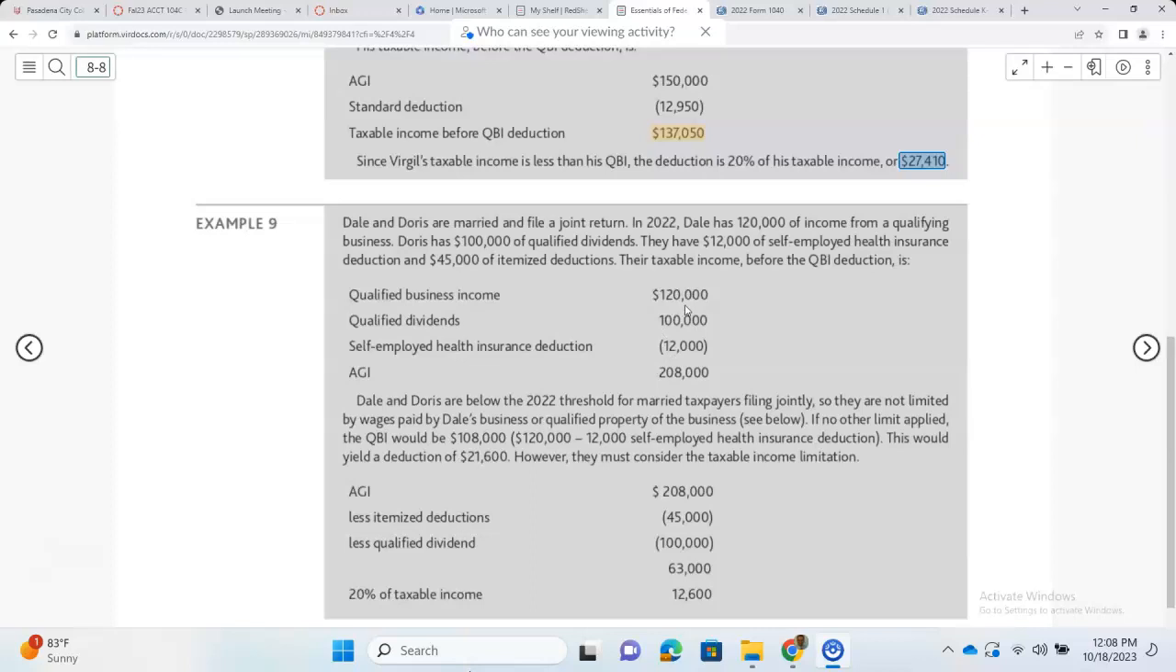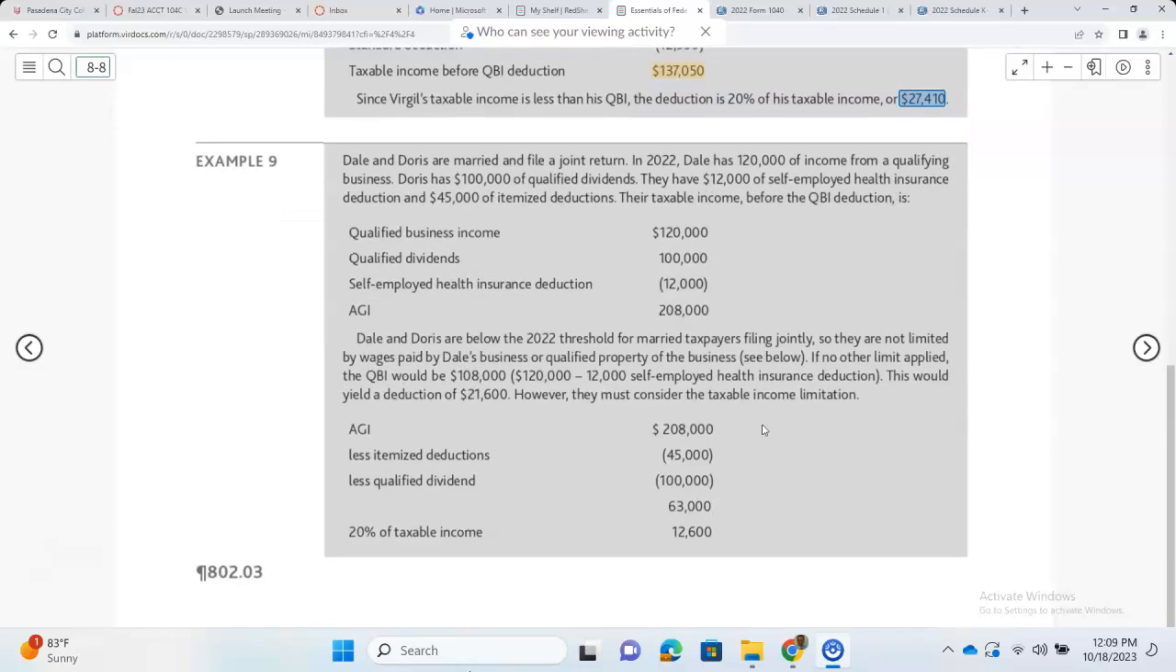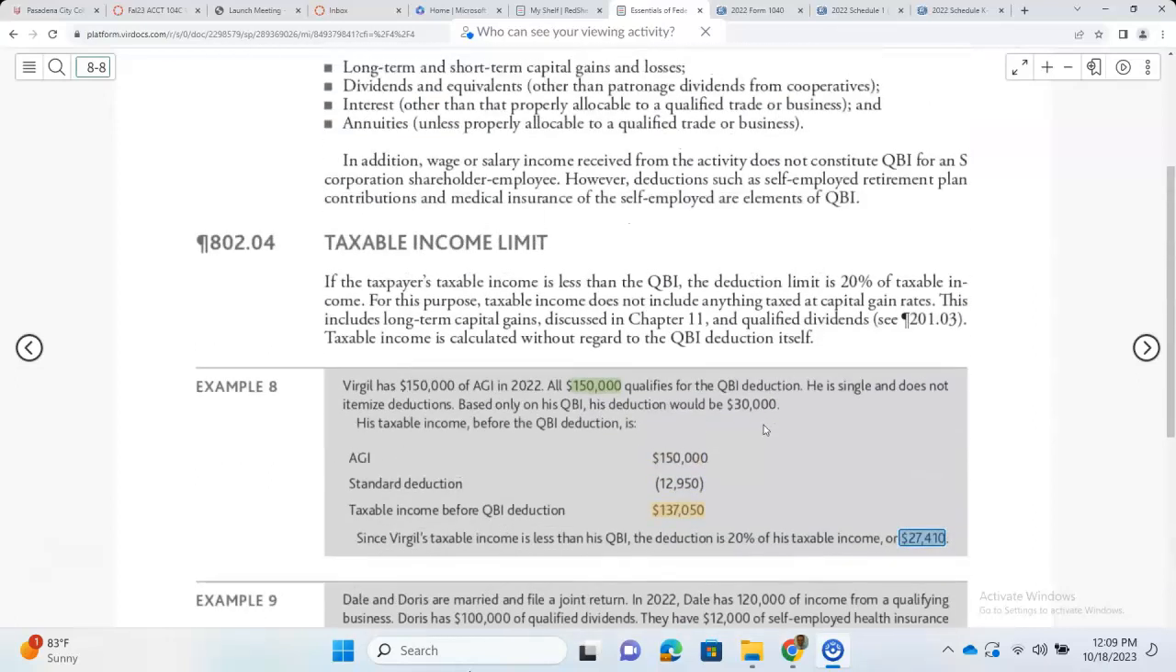QBI is $120,000 qualified business income, but qualified dividend is 100,000. That's another form of income. Self-employment health insurance will be deducted. So your adjusted gross income, AGI, is $208,000 on Form 1040. Dale and Doris are below the 2022 threshold for married taxpayers filing jointly. So they are not limited by wages paid by Dale's business or qualified property of the business. See below, there's a limitation on income for QBI.